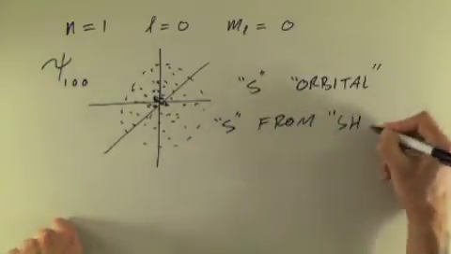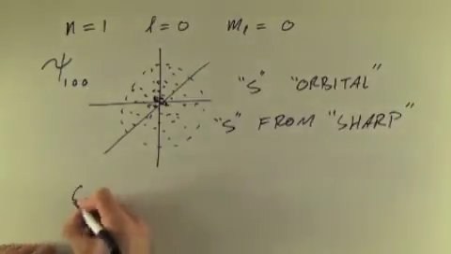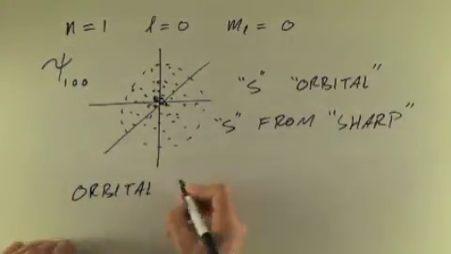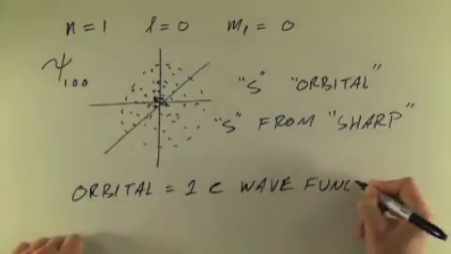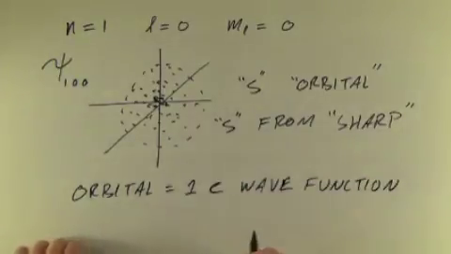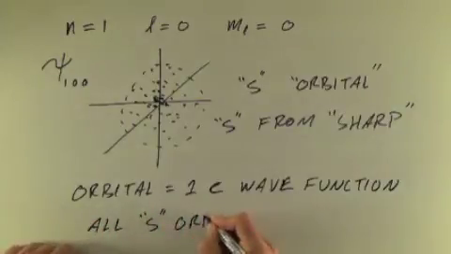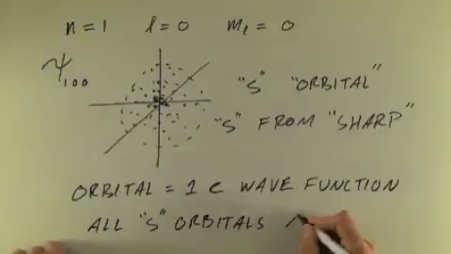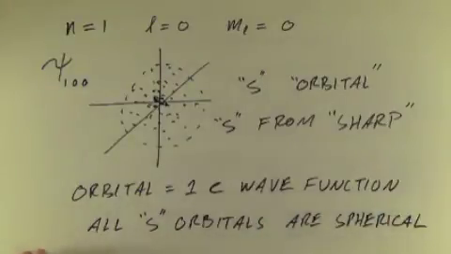The letter s comes from the spectroscopic series, the Sharp series. Again, it's an antique word. An orbital is synonymous with wave function. An orbital is a one-electron wave function. We tend to use the word even if there's 2 electrons in it, but an orbital is strictly a one-electron wave function. So all s orbitals are spherical in shape.